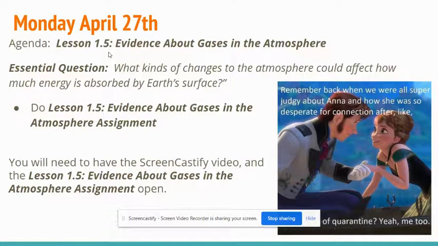Right, so for Monday, April 27th, our agenda is lesson 1.5, Evidence About Gases in the Atmosphere. Our essential question today is what kinds of changes to the atmosphere could affect how much energy is absorbed by Earth's surface. And what we're going to do today is the lesson 1.5 assignment. So you will need to have this Screencastify video and the lesson 1.5 assignment open.